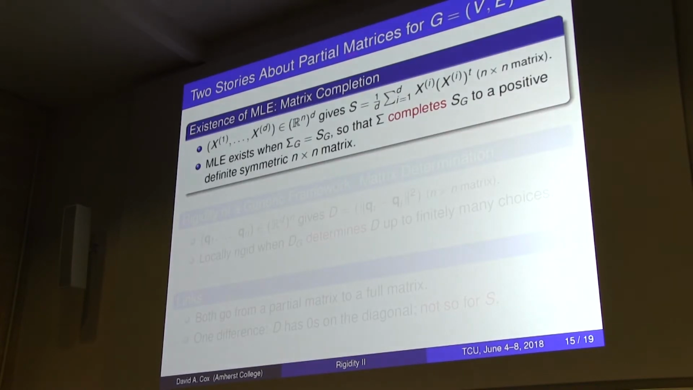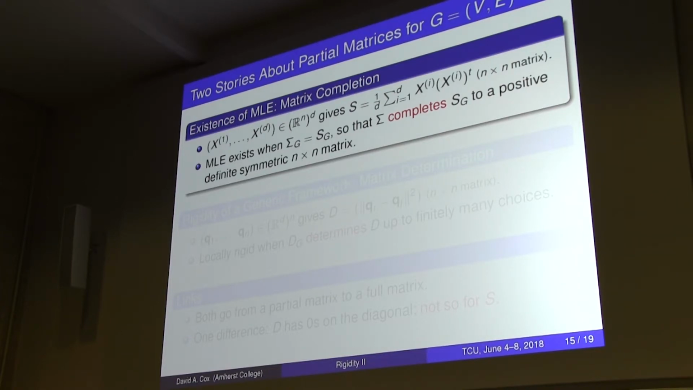And so I want to talk about two stories about partial matrices. This is a very hand-wavy thing that's just my thought process about trying to figure out why on earth this has anything to do with rigidity theory. Because right now it's pretty, but like, hey David, I thought we were talking about rigidity theory, so what does this have to do with the kind of stuff we've been talking about?